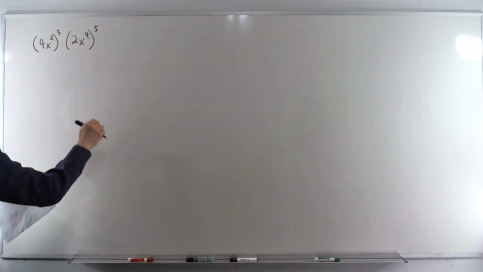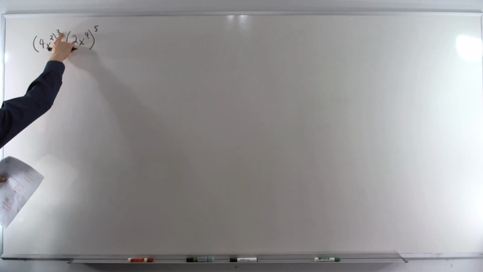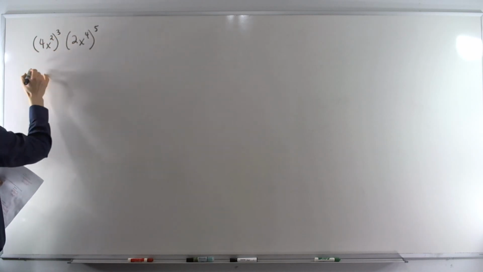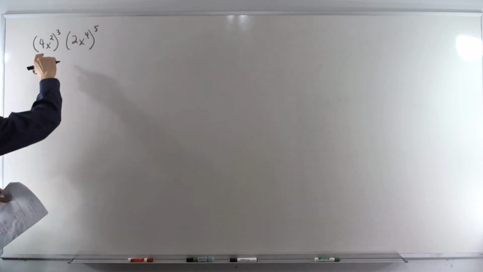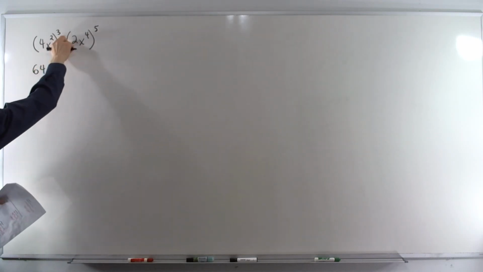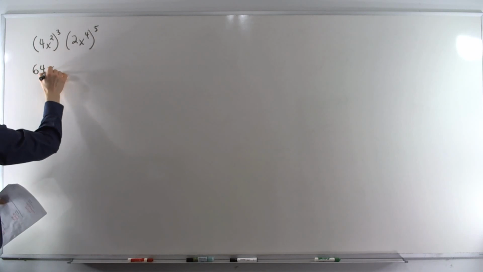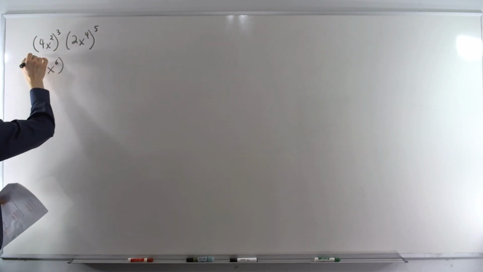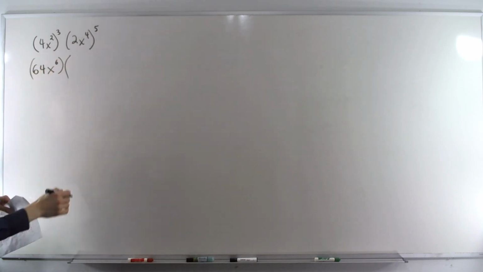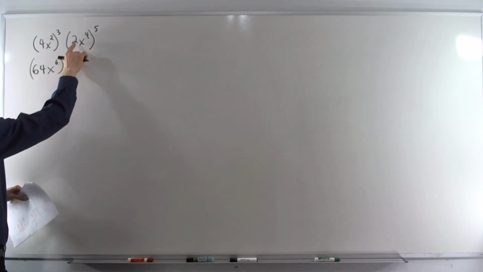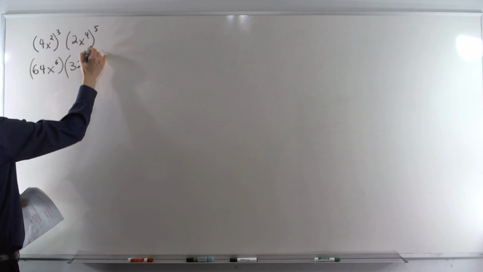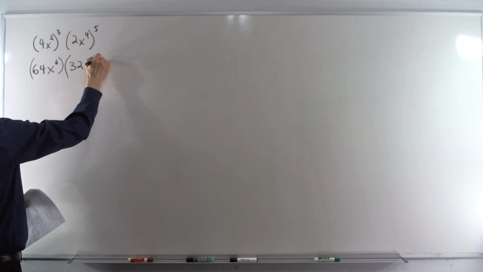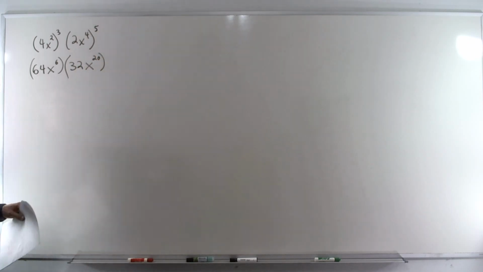So we'll start with this first exponent, outer exponent. Do 4 to the 3rd power. That's 64. Then we'll do x squared to the 3rd power. Multiply the exponents to get x to the 6th. And over here we'll do 2 to the 5th. It's 32. X to the 4th to the 5th, multiply the exponents to get x to the 20th power.